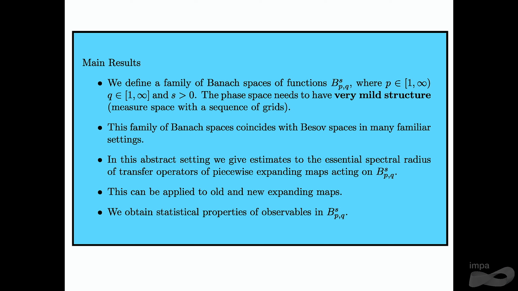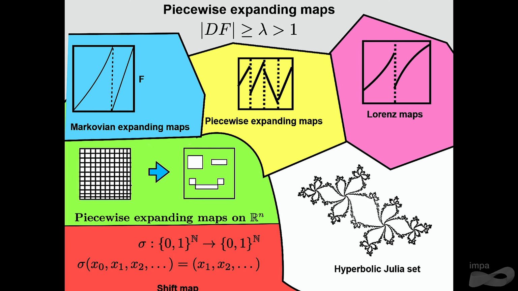And what is nice is that in this abstract setting, you can sometimes give sharp estimations for the essential spectral radius. You can apply this for old examples and new, and you can obtain statistical properties for observables on Besov spaces. That includes, for instance, unbounded observables. So, for instance, you can apply this theory for all these examples that I'm describing here. Okay.